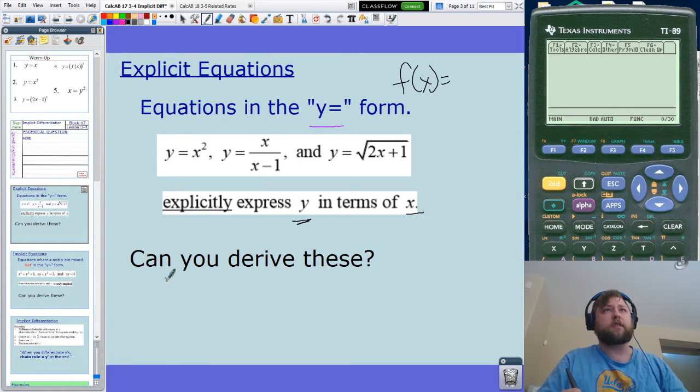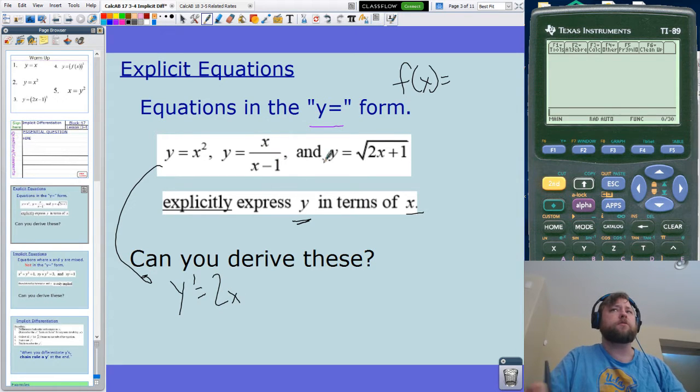Can you differentiate these equations? Well, yeah, of course you can. The derivative of y equals x squared is y prime equals 2x. Or this one would be quotient rule, or this one would be chain rule. These are things that you've done before and you could do right now.